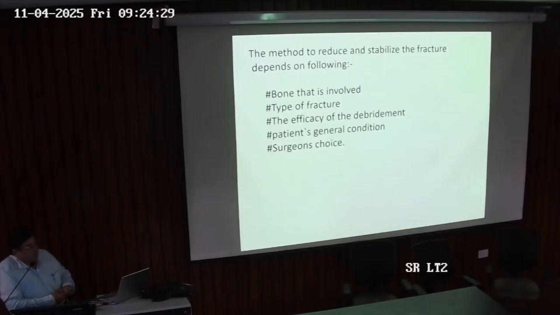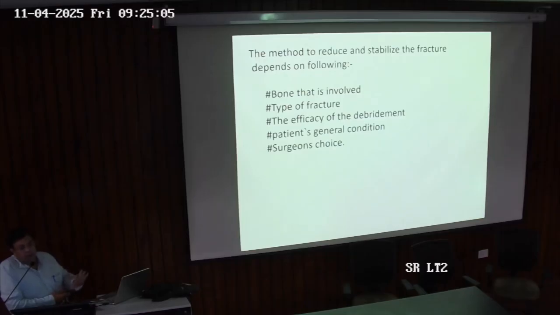And the fracture treatment usually depends on the bone that is involved, how much soft tissue is attached to the bone. The attachment of the soft tissue gives blood supply to the bone. So how much is the healing power? Then for the bones of the lower limb, we need a special fixation so that we can mobilize the patient early.